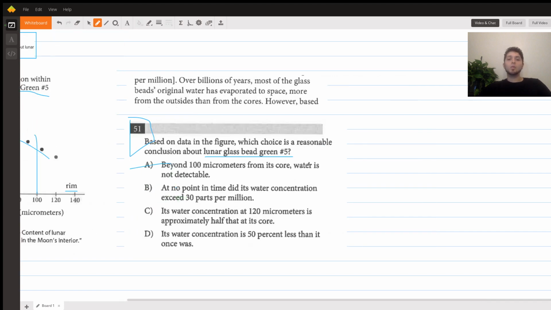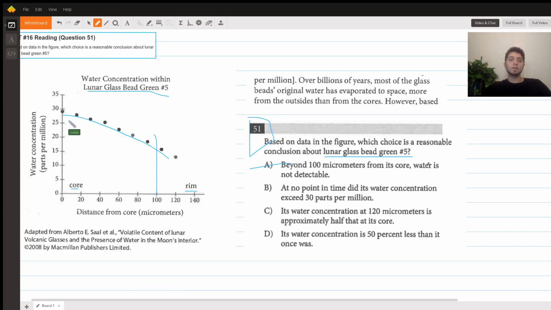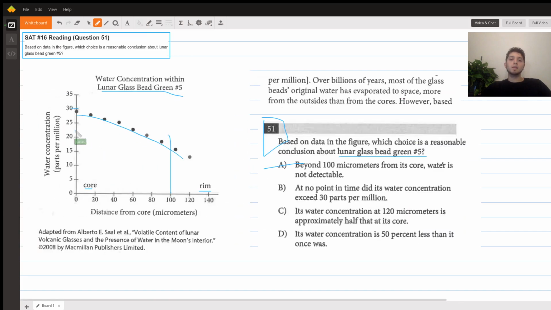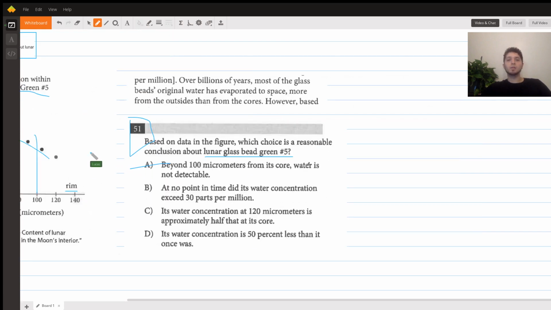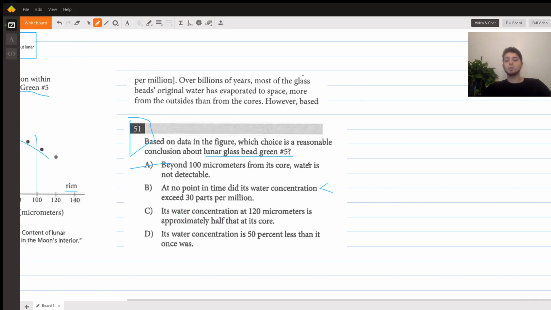B says at no point in time did its water concentration exceed 30 parts per million. We come up here, we notice that this is just below 30 parts per million. So maybe it is true because we can't go any further back from the core, right? It's unlikely that there's going to be more water here. So basically it's right here, right? So 30 parts per million, it is right below that. So maybe this is a good answer choice. Let's keep it. C says its water concentration at 120 micrometers is approximately half that at its core.